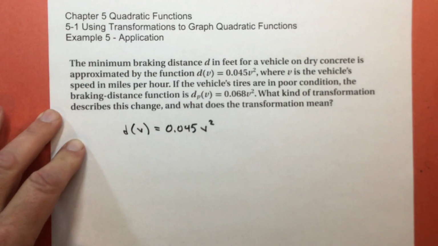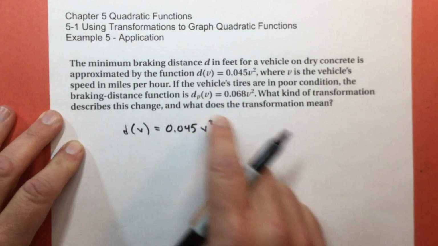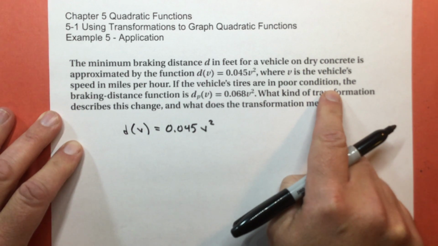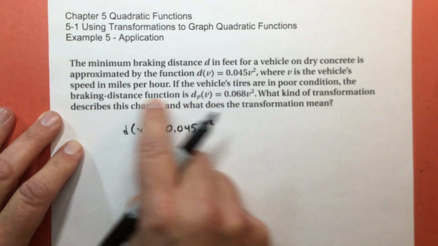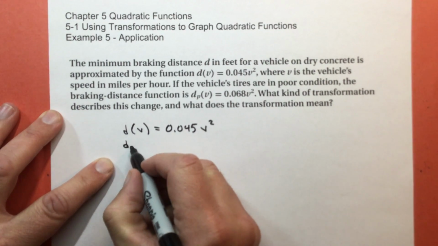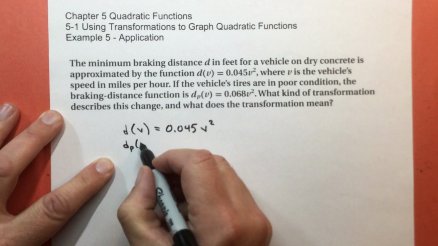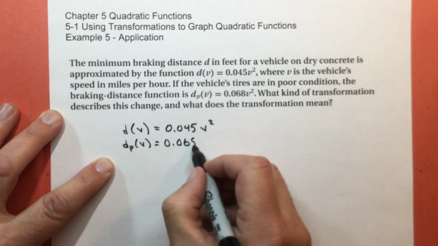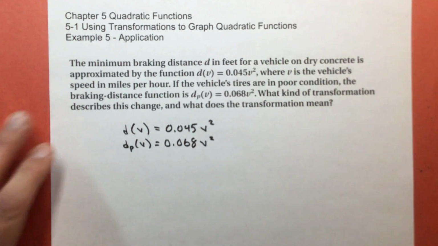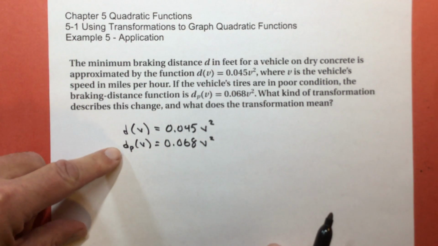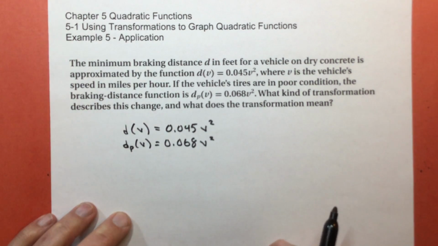It's a quadratic function. Now, if the vehicle's tires are in poor condition, so they're a little bare, a little bald, the braking distance then becomes d with a little tiny subscript p for poor of v equals 0.068 v squared. Those are not nice numbers. What kind of transformation goes from this one to that one? And what does the transformation mean?